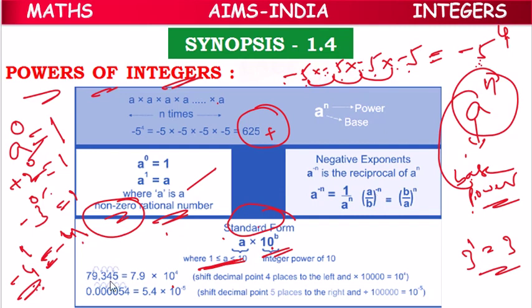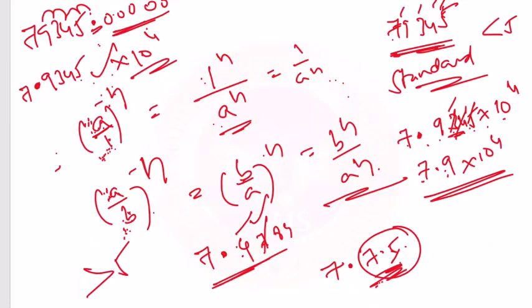If we have more place values also, then we can reduce to the standard form by taking the help of 10 powers. So here also 0.000054 means we want to keep this point after 5. Means 1, 2, 3, 4, 5 places. This decimal point has to shift 5 places towards right.